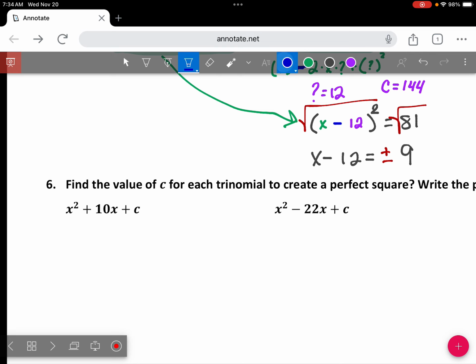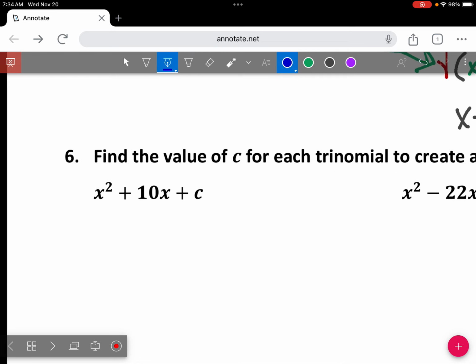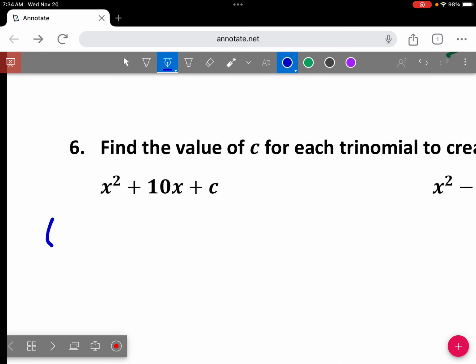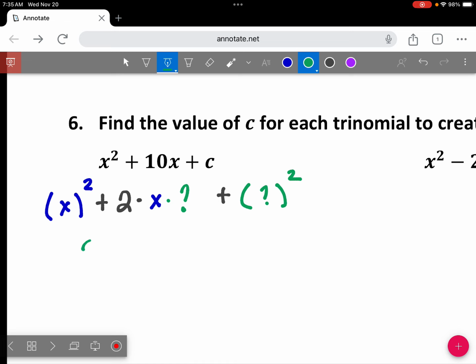So we want this to make our perfect square pattern. So we know the front is going to be something that's been squared, and we've got our x. The C needs to be made of something that's been squared. That's part of the pattern that we're using. And the middle piece has to be made up of 2 times the front piece, that x, times that question mark from the back. So what does question mark have to be? Question mark has to be 5.